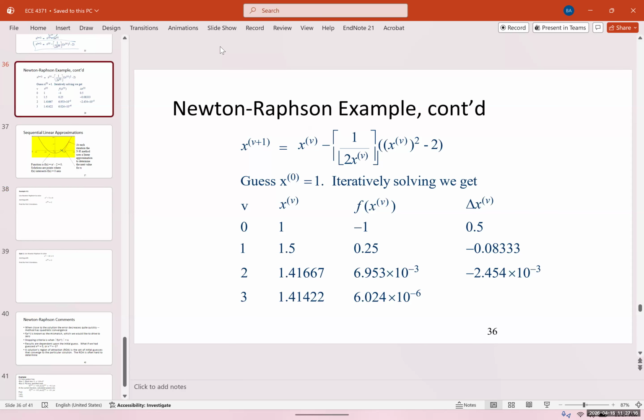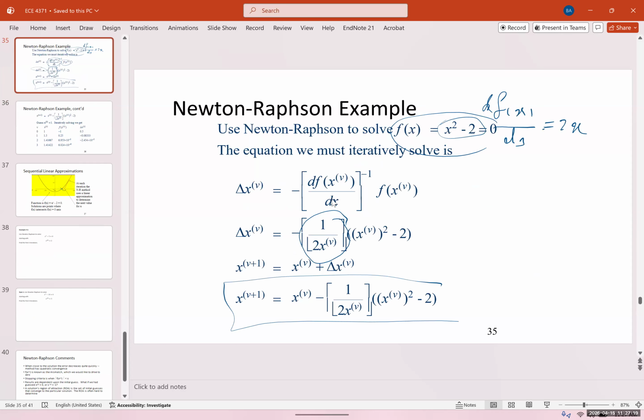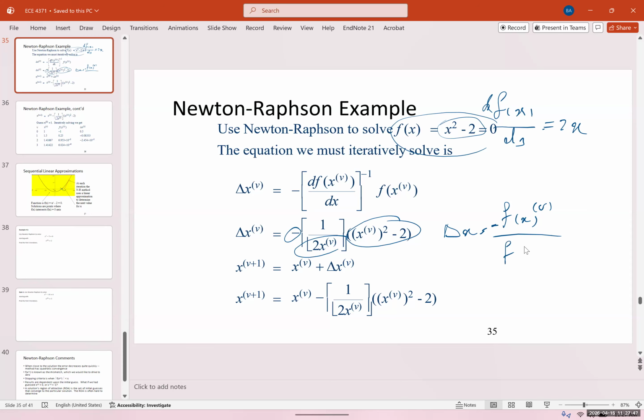And if you want to take a picture of the equation, again, it's a very simple equation. Technically this delta x is f of x_v, the v-th iteration, over, and by the way, it's negative because we have a negative. So it's going to be f(x_v) over f prime of x_v, which is the derivative, okay?